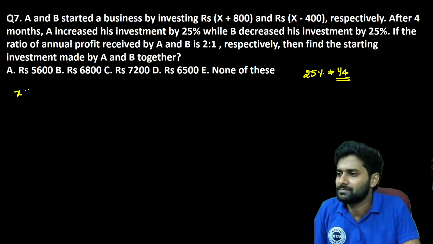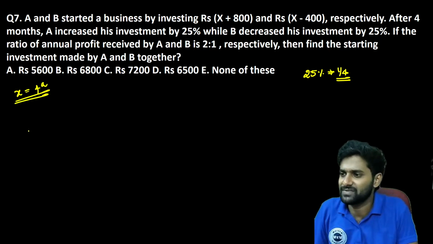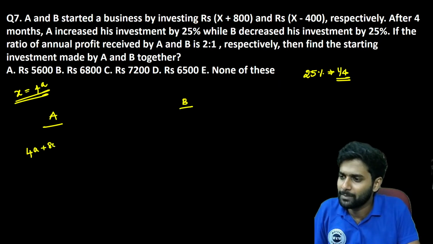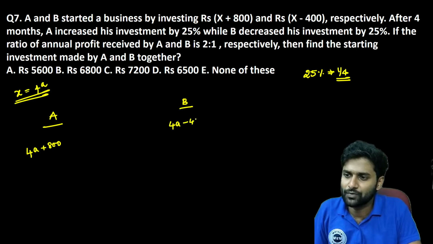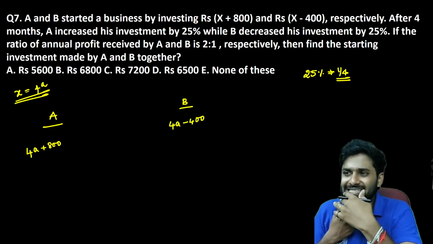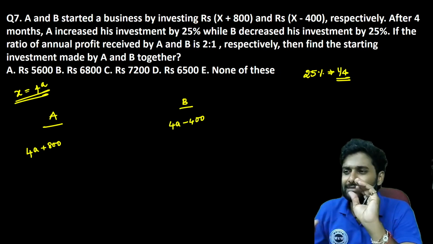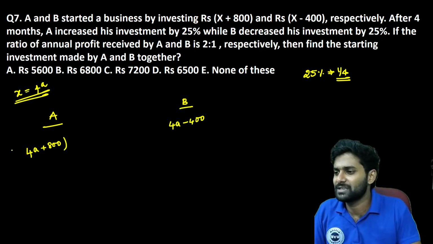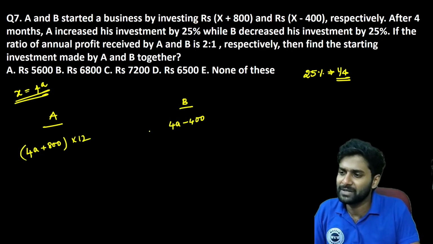Let us assume x is equal to 4a. Just replace in this way. Initial investment of A is 4a plus 400, initial investment of B is exactly equal to 4a plus 800. So this person's investment is 4a minus 400. So this is one calculation. Guys, after 4 months, there is a change in both their investments. Let us take it this way. So for both, let me take the duration as 12 months.